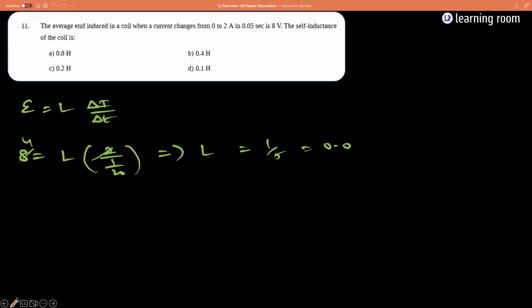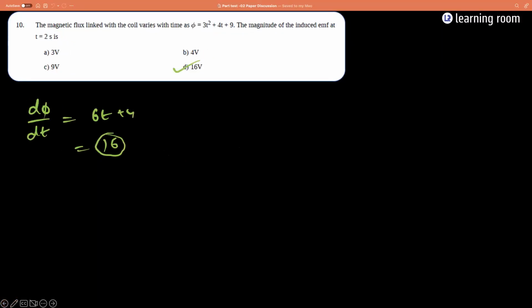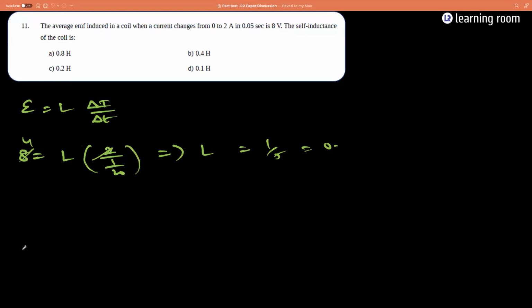Sorry, 1 by 5 should be 0.8. Is there an option? 1 by 5 should be 0.2. Sorry, it was 0.2. I was having 4 in mind. So 0.2. So 11th one, C is the answer, correct.